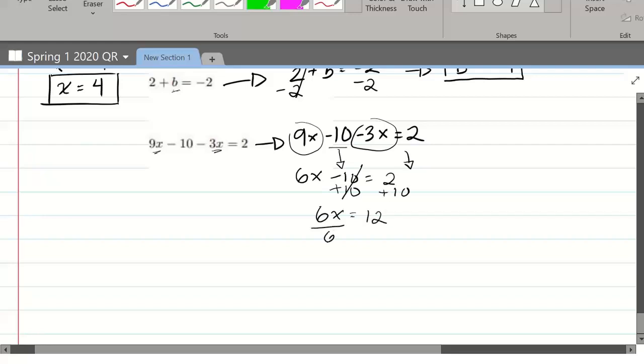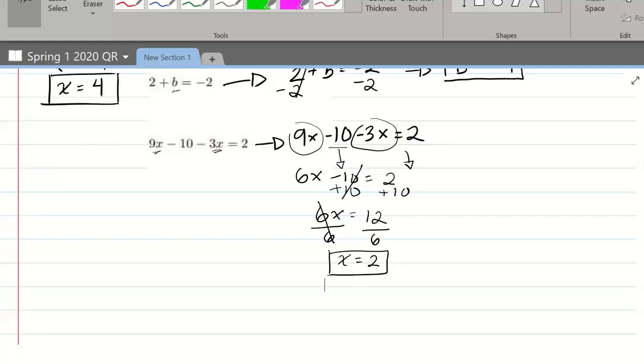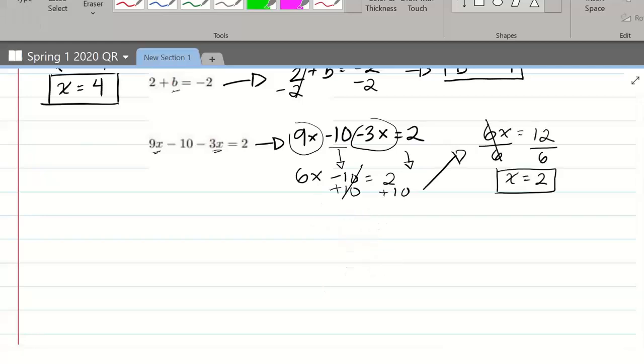And then we want to get rid of the 6, so divide by 6 on both sides. We get x is equal to 2, right? I just moved it from down here to up here, right?